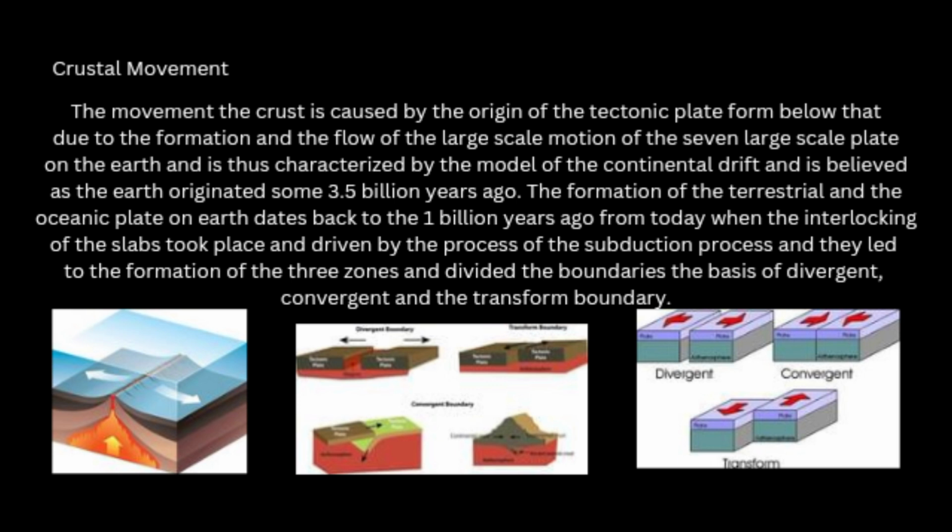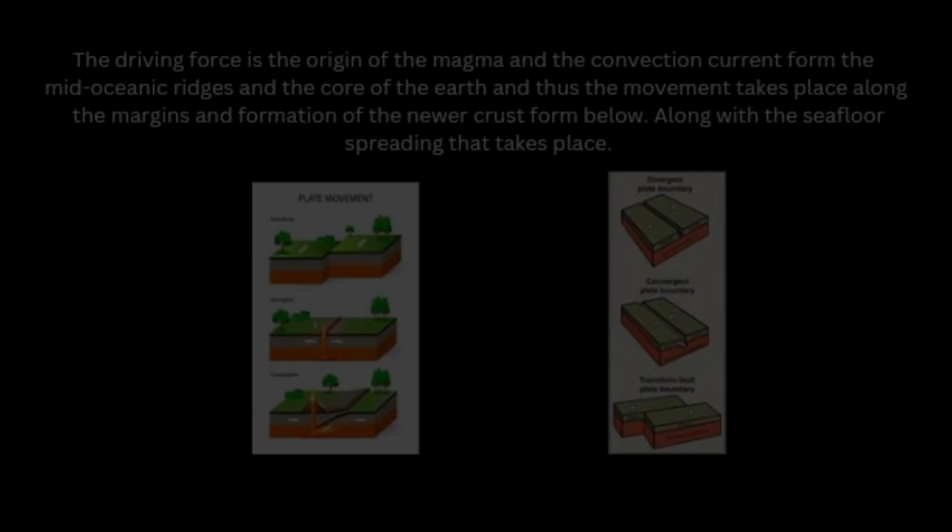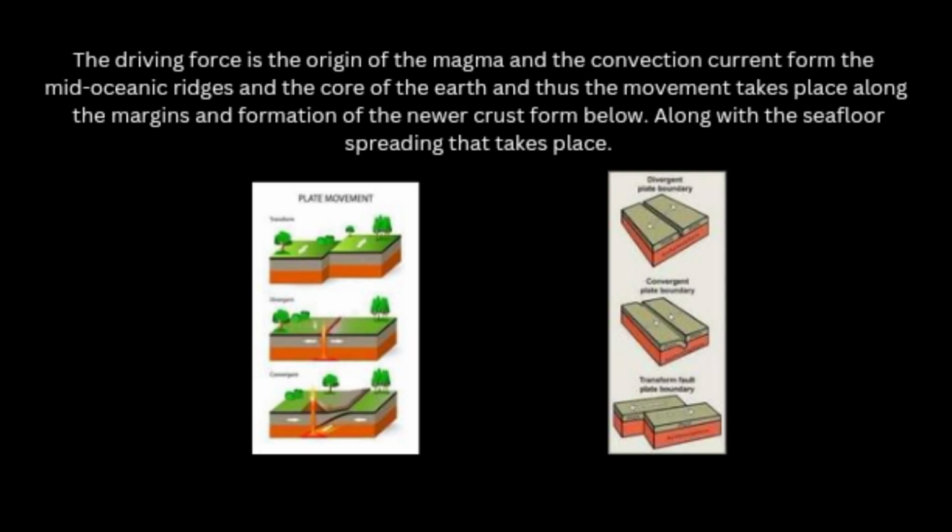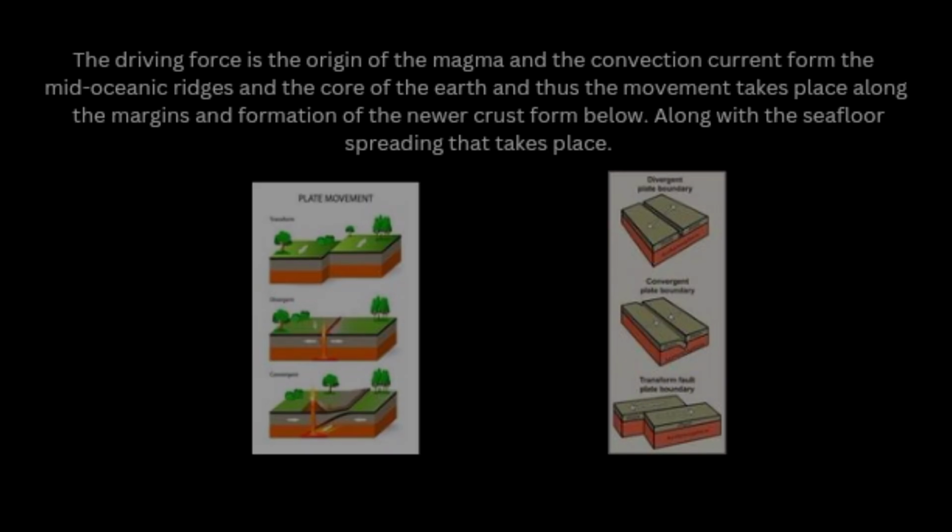The formation of the terrestrial and oceanic plates dates back to 1 billion years ago, when the interlocking of the slabs took place, driven by the process of subduction. This led to the formation of three zones and divided the boundaries on the basis of divergent, convergent, and transform boundary. The driving force is the origin of the magma and the convection current from the mid-oceanic ridge and the core of the Earth, and thus the movement takes place along the margins, with the formation of newer crust below, along with seafloor spreading.